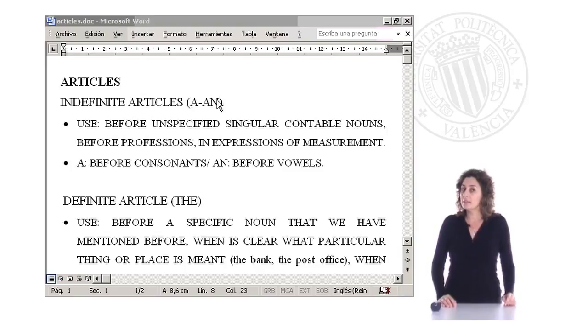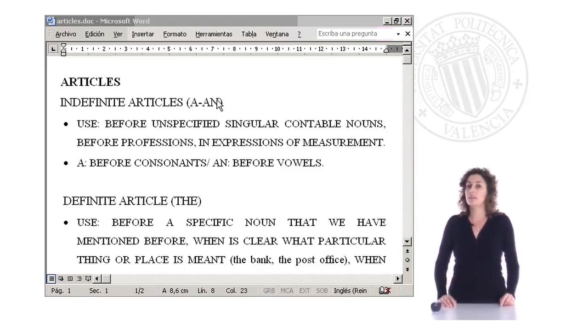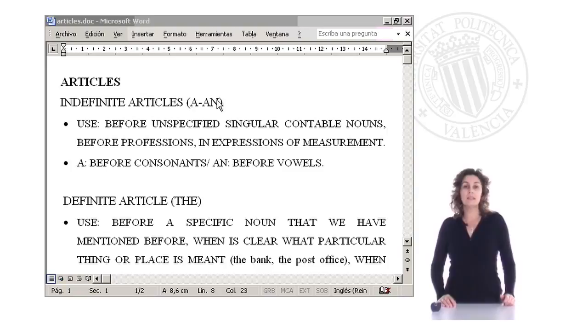These indefinite articles are used, as you can see there on the board, before unspecified singular countable nouns. That means that when we've got plural nouns, we can't use these articles. It's also used before professions. For example, I am a teacher. Or in expressions of measurement. For example, 1 euro a kilo. So remember, the indefinite article is used before unspecified singular countable nouns.